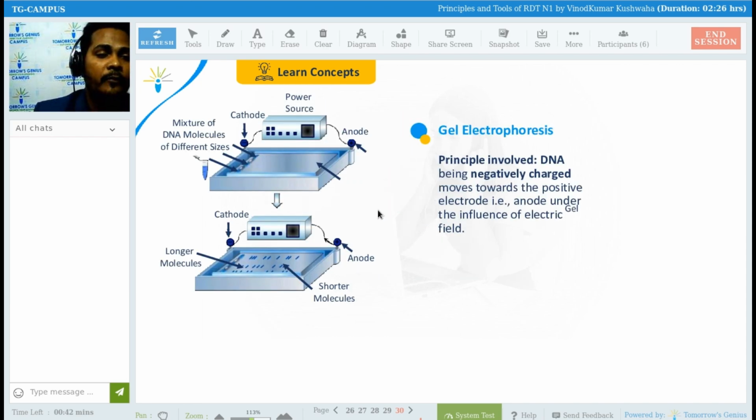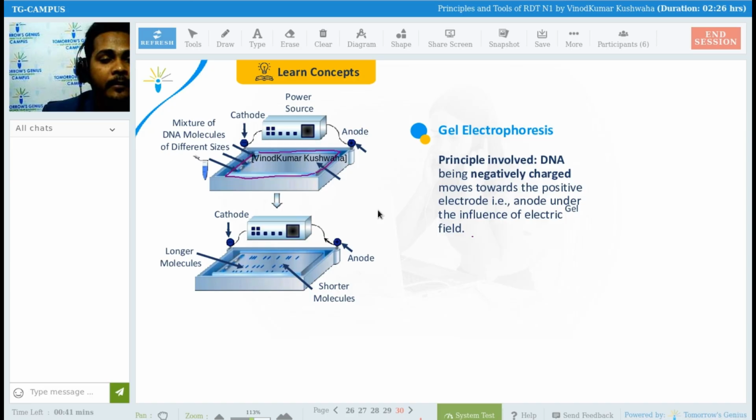Now, what is the principle involved in this gel electrophoresis? DNA, being negatively charged, moves toward the positive electrode, the anode, under the influence of an electric field. So you can see here, this is the complete set of electrophoresis. What is this complete set? This is your gel plate.